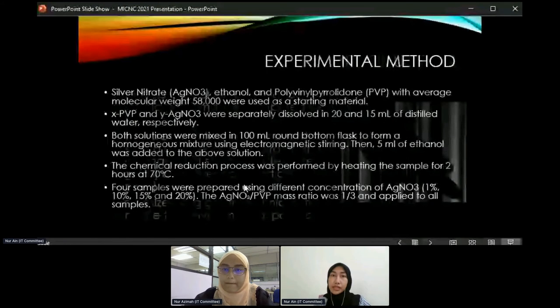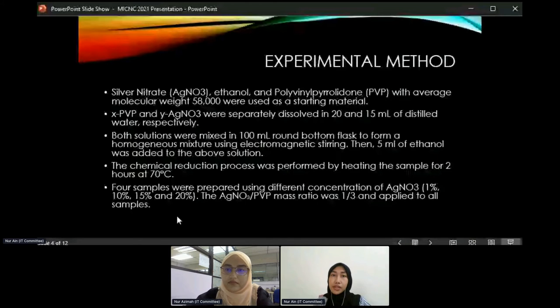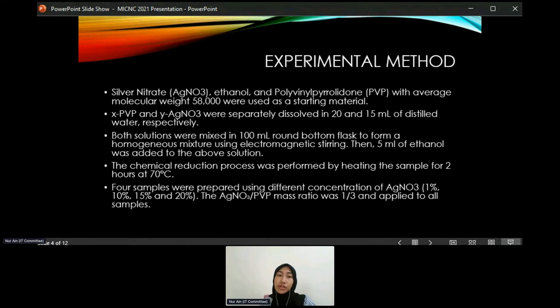Okay, the experimental method. Silver nitrate, ethanol and polyvinylpyrrolidone, PVP, with average molecular weight 58,000 were used as starting materials. X PVP and Y silver nitrate were separately dissolved in 20 and 15 ml distilled water. Then both solutions were mixed in a 100 ml round bottom flask to form a homogeneous mixture using electromagnetic stirring. After that, 5 ml of ethanol was added to the above solution. The chemical reduction process was performed by heating the sample for 2 hours at 70 degrees Celsius.